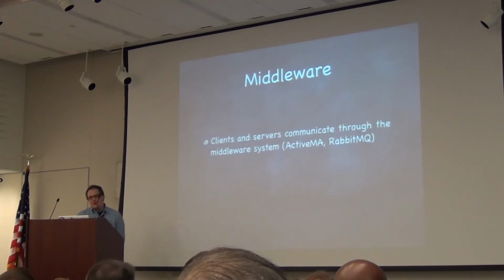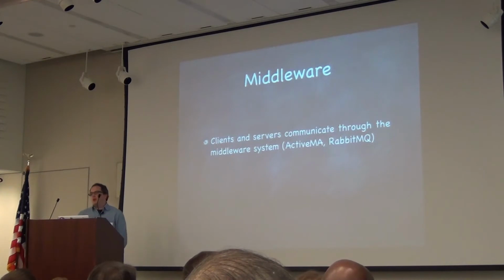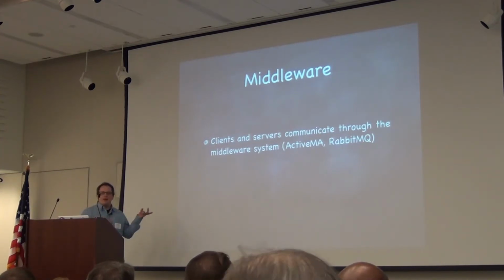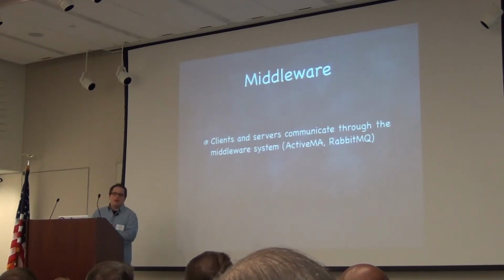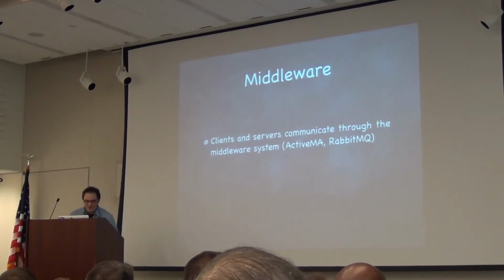And this is the middleware. The clients and servers communicate through the middleware. That's definitely spelled wrong. It's not ActiveMA, it's ActiveMQ. That's what Puppet Labs develops MCollective based with, ActiveMQ. I know it supports RabbitMQ, and you can use it. I'm not sure if they're both developed together, but I believe in the past it was mostly ActiveMQ. It's anything that's STOMP compatible, which is a simple text-oriented message protocol.